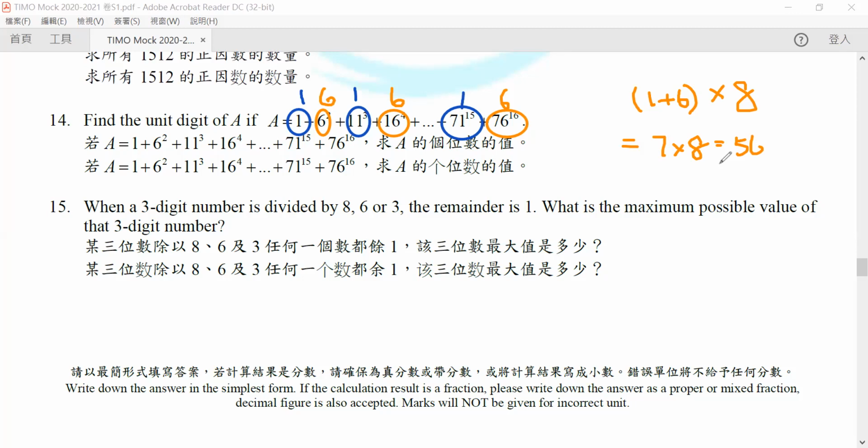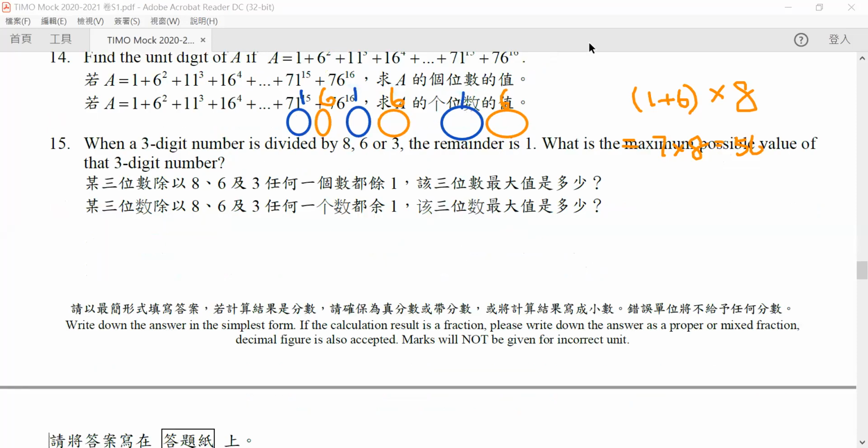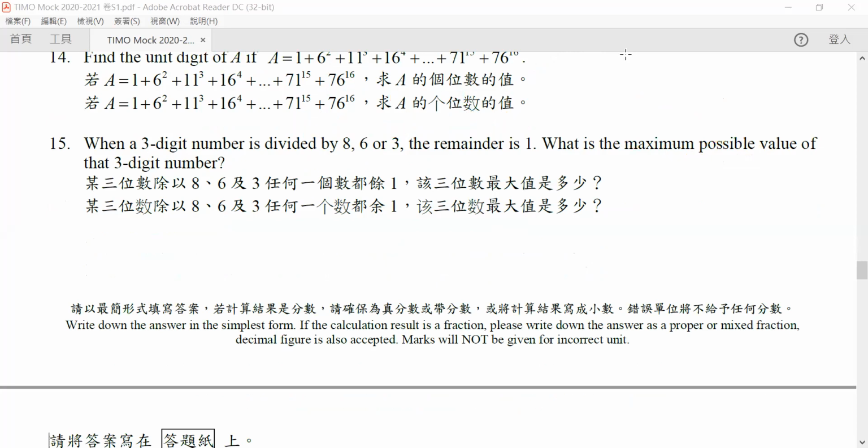Okay, so now let's go to question 15. When a three-digit number is divided by 8, 6, and 3, the remainder is 1. What's the maximum possible value of these three-digit numbers? Now, just a reminder, when a number is divisible by 6, it automatically means that it is divisible by 3.